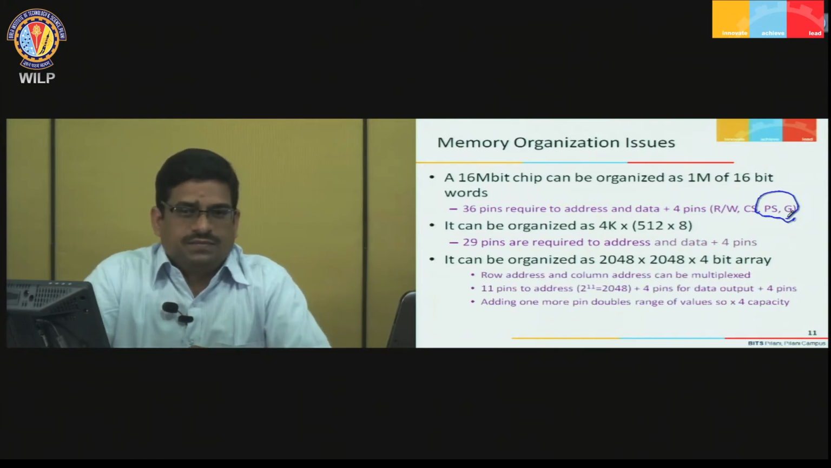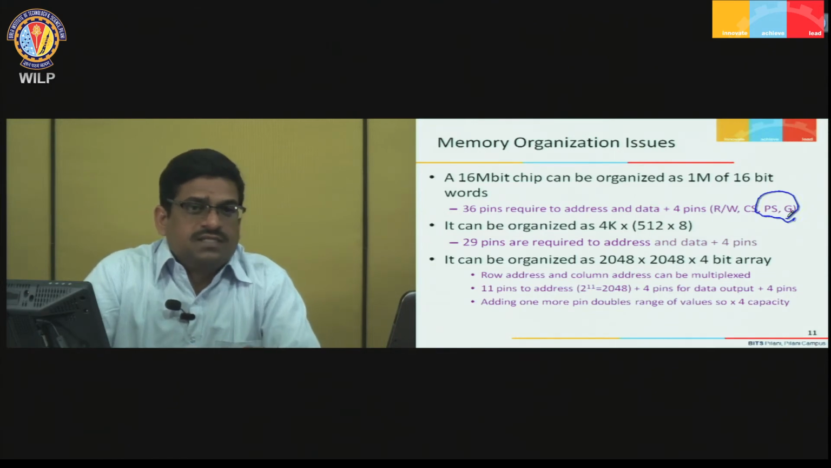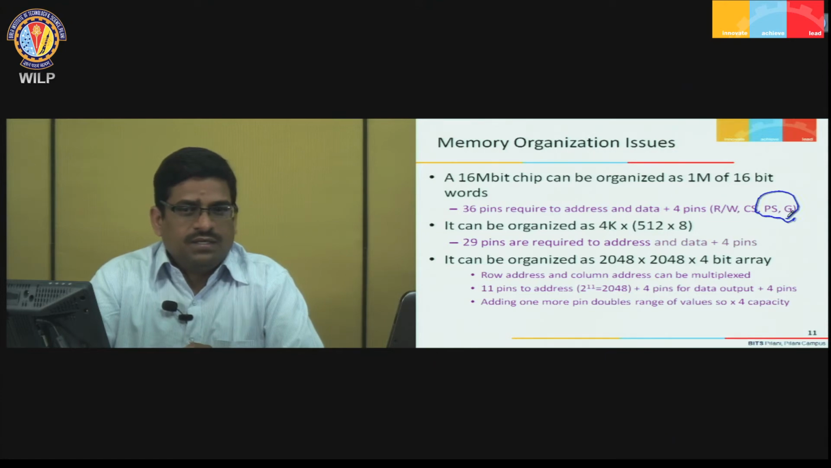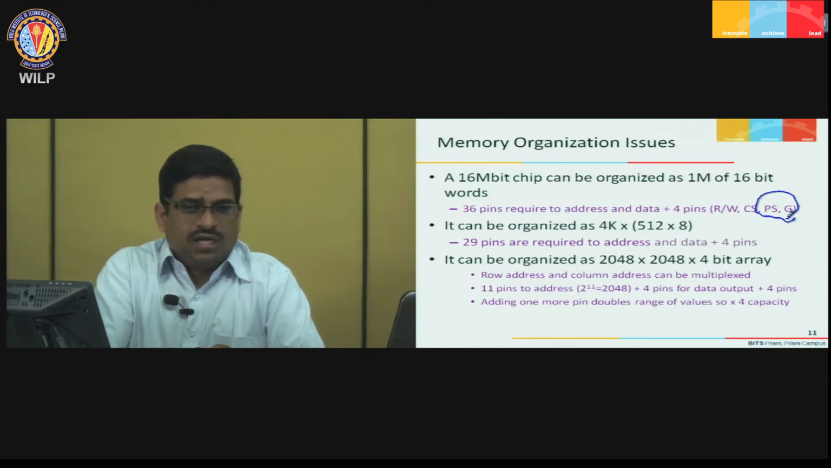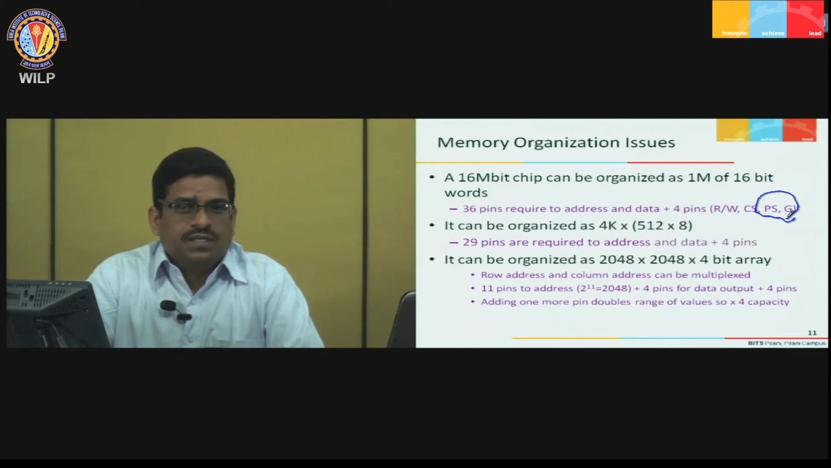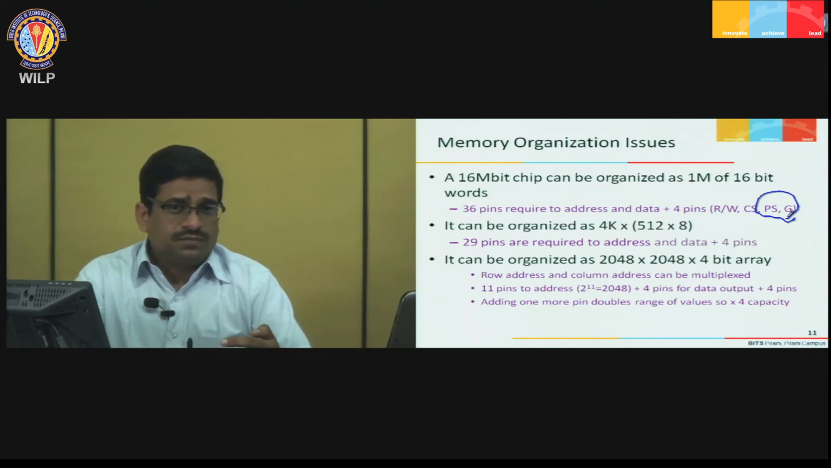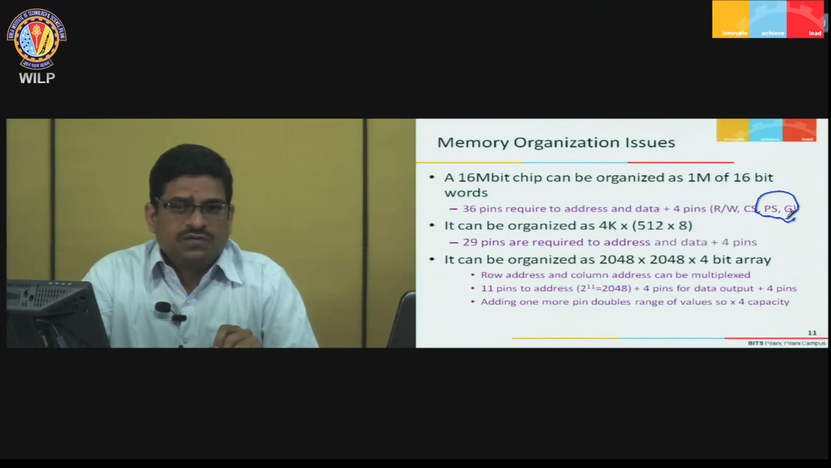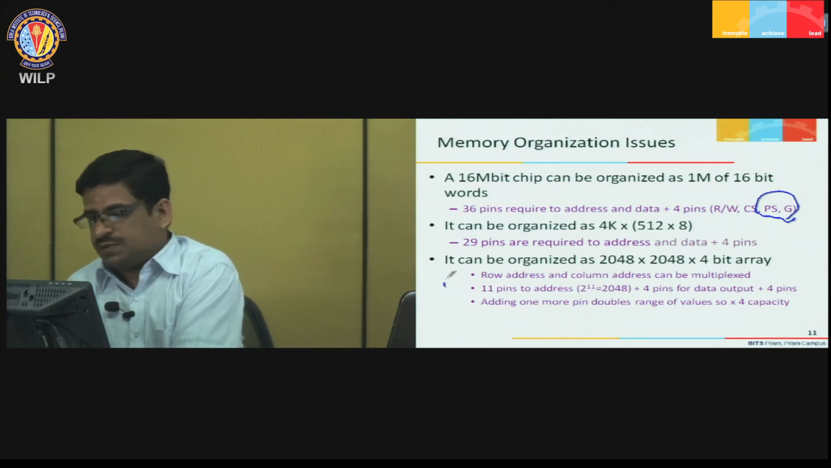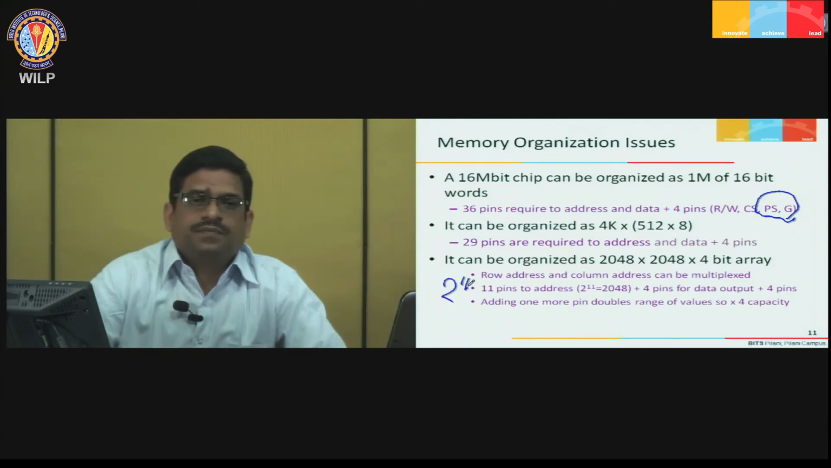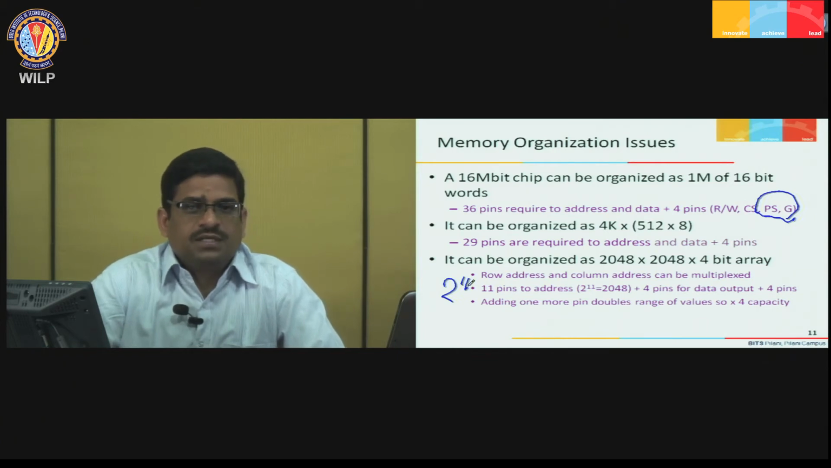Third kind of organization. The third organization is I can organize the same amount of memory in 2048 into 2048 into 4 bit array. Again it is a 16 megabit memory. So, the cells are organized in an array of 2048 cross 2048, and each column is giving me 4 bits. So, the row address and column address are 11 bits each. 2048 means 2K, 2K means 2 raised to power 11. So, 2 raised to power 11 means 11 bits are required. For row address, 11 bits are required, and for the column address as well.